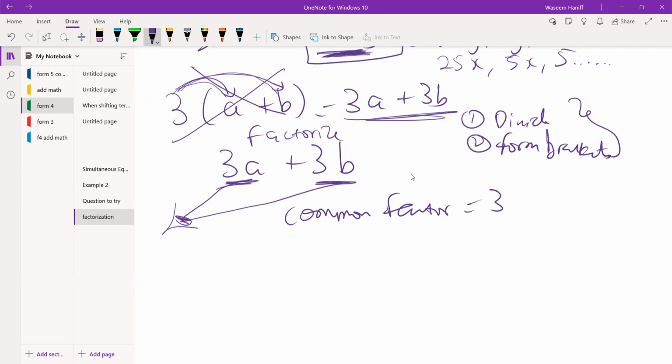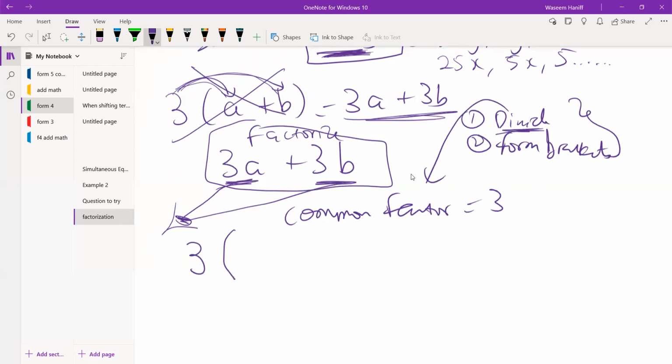So once you identify a common factor now, right? Good, we could comfortably factorize this expression now, right? So all you do is, you put your factor outside, you form your brackets, and now we're going to divide. You see this key term here? Divide. What we're going to divide by? We're going to divide by a common factor. We're going to divide by 3. So you say 3a divided by 3 and 3b divided by 3.